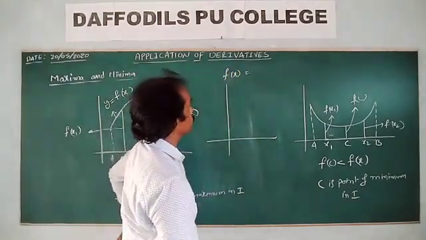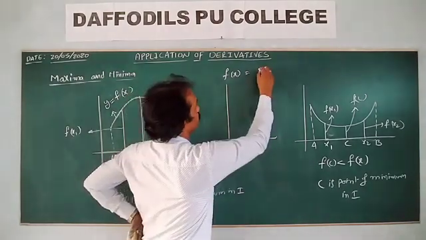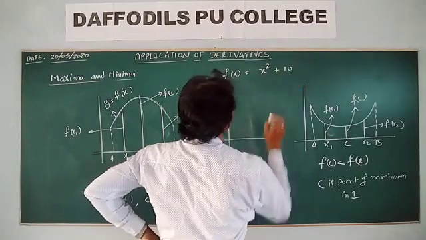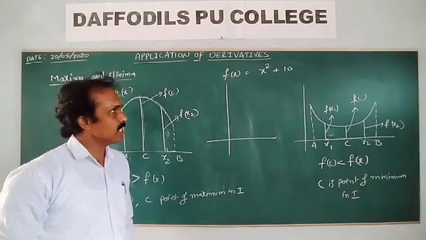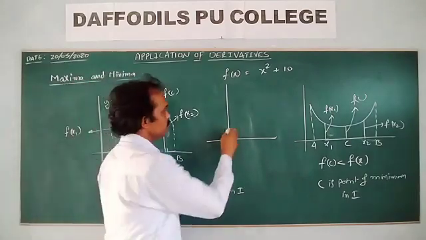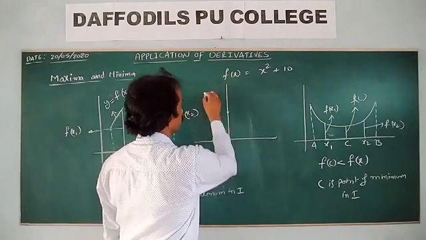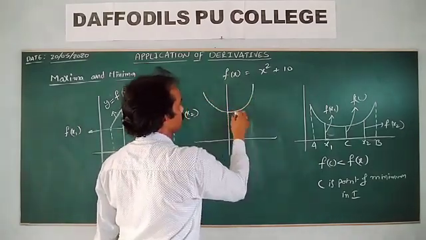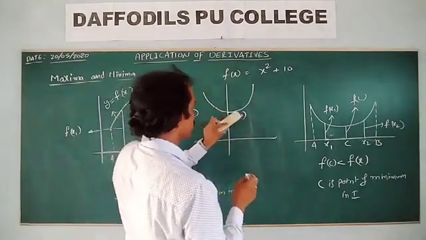f of x is equal to x square plus 10. Suppose put x is equal to 0. This gives the number 10. The curve looks like this one. This is 10, the point 0 comma 10.